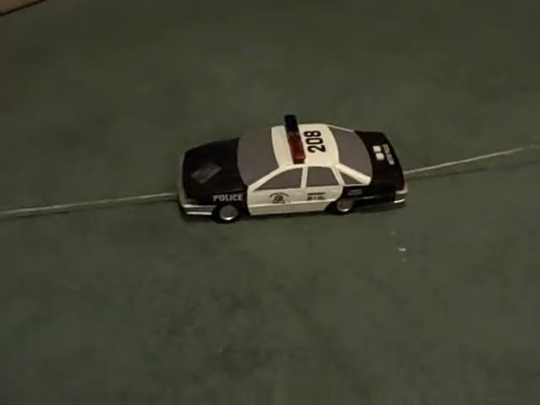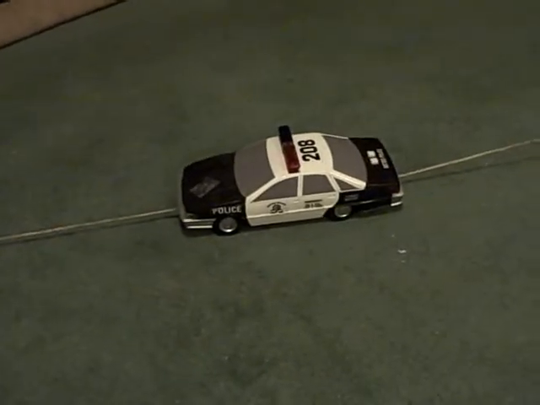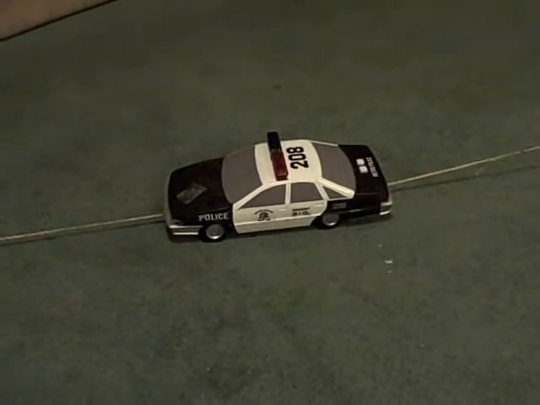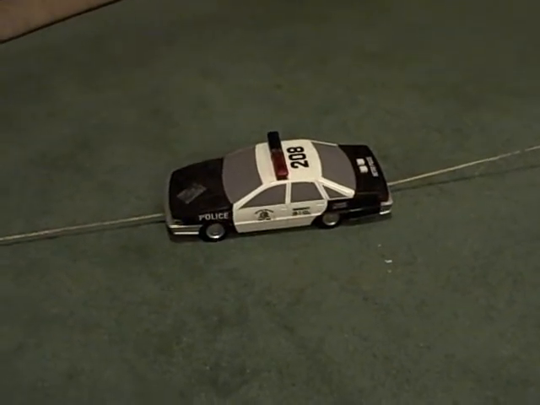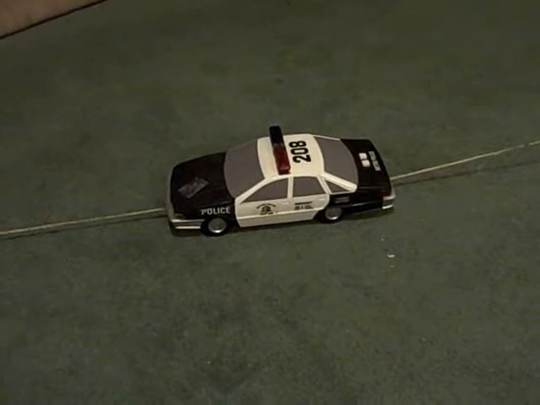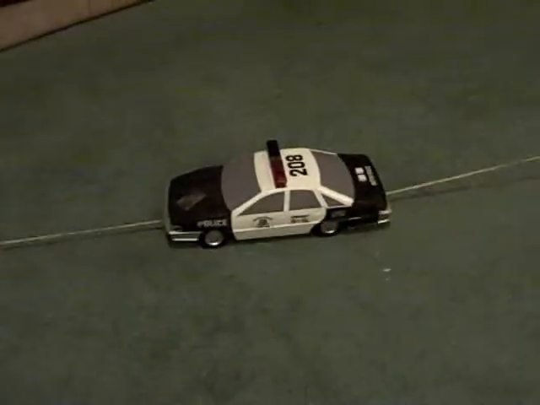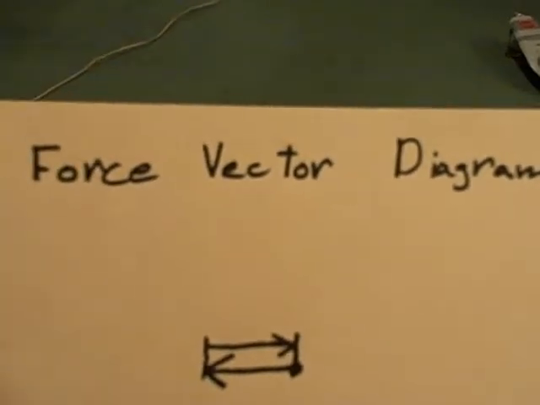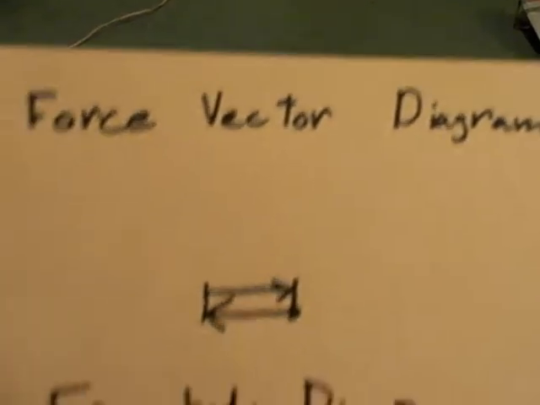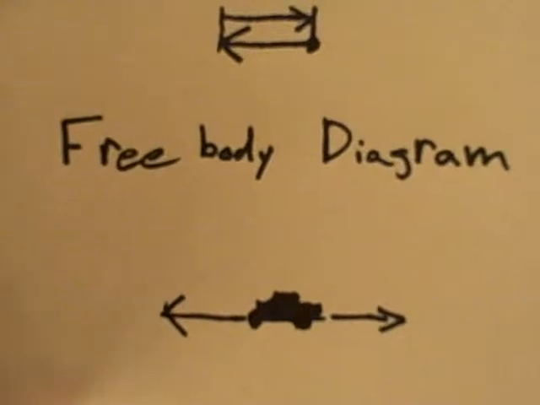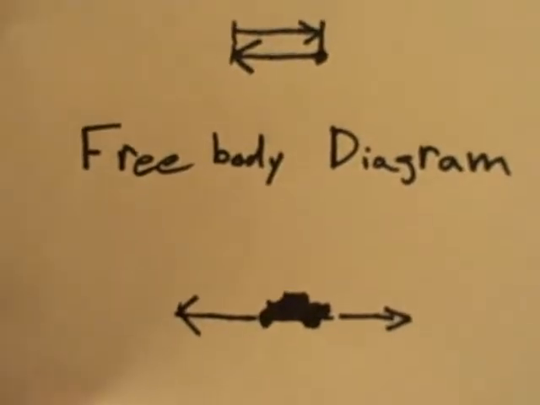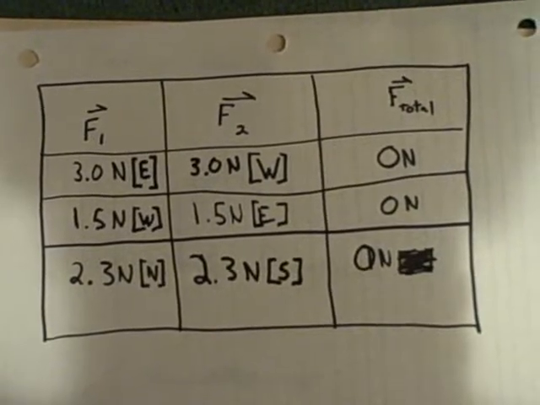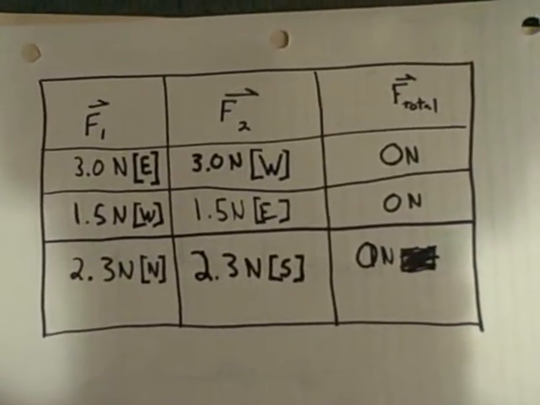This police car is being pulled on in two directions, one east and one west. When pulled on in both of these directions, the forces counteract each other, leaving the police car motionless. This can be represented by this force vector diagram, and also this free body diagram. If we were to arrange some values in a table, it would look something like this.